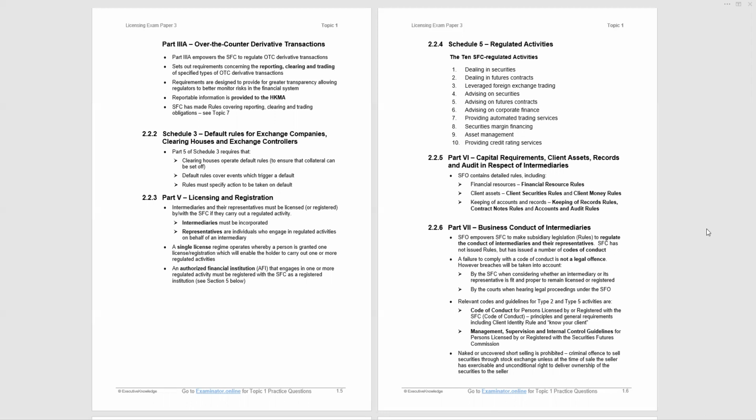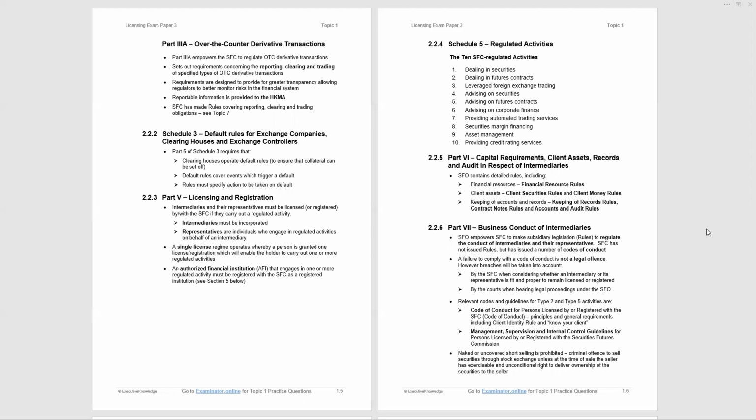But also the representatives. So the company must hold the license, but also the employee who is involved in a regulated activity. What are the regulated activities? There they are, top of page 1.6. Regulated activity 1 through 10. Now, as I said earlier, the ones that we have to be aware of for paper 3 are dealing in futures contracts, number 2, advising in futures contracts, number 5, and there's number 7, providing automated trading services.